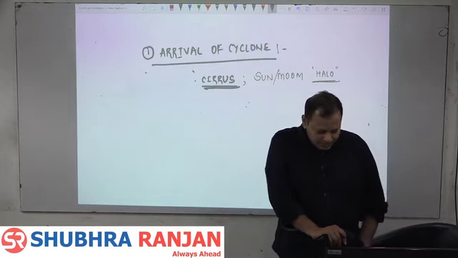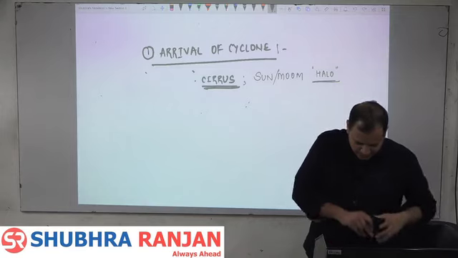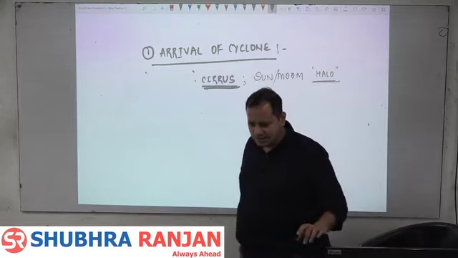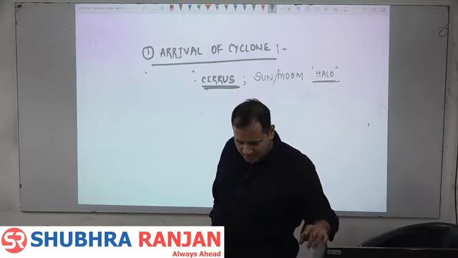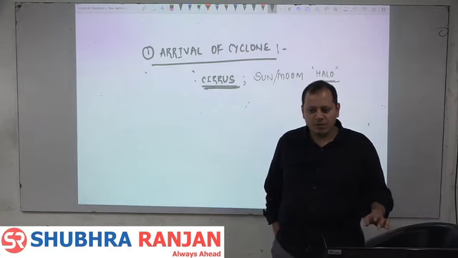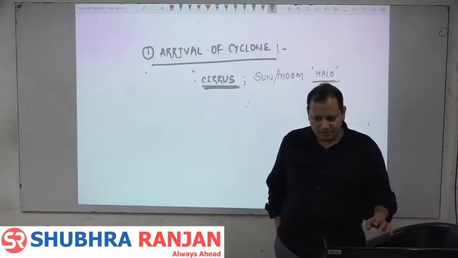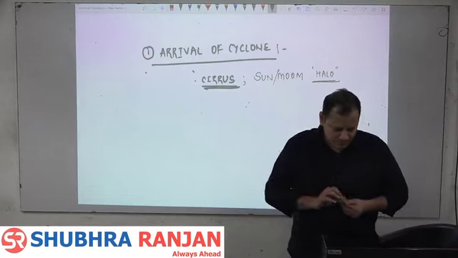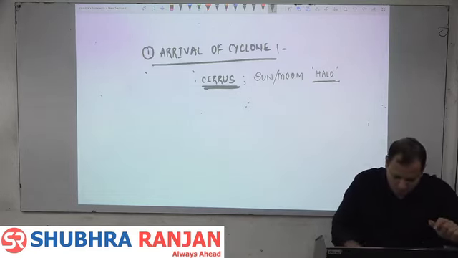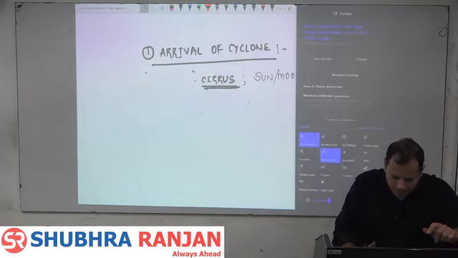Next, the temperature decreases. In Savindra Singh's book it is given that temperature suddenly increases. It is wrong. Temperature decreases because of the arrival of the cold sector.